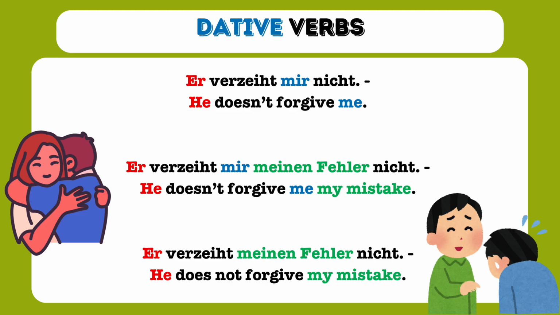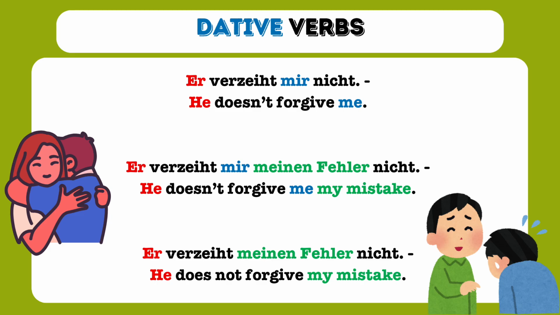Here's another example of the same thing, this time using the verb verzeihen, which means to forgive. Er verzeiht mir nicht. He does not forgive me. Er verzeiht mir meinen Fehler nicht. He does not forgive me my mistake. Er verzeiht meinen Fehler nicht. He does not forgive my mistake.